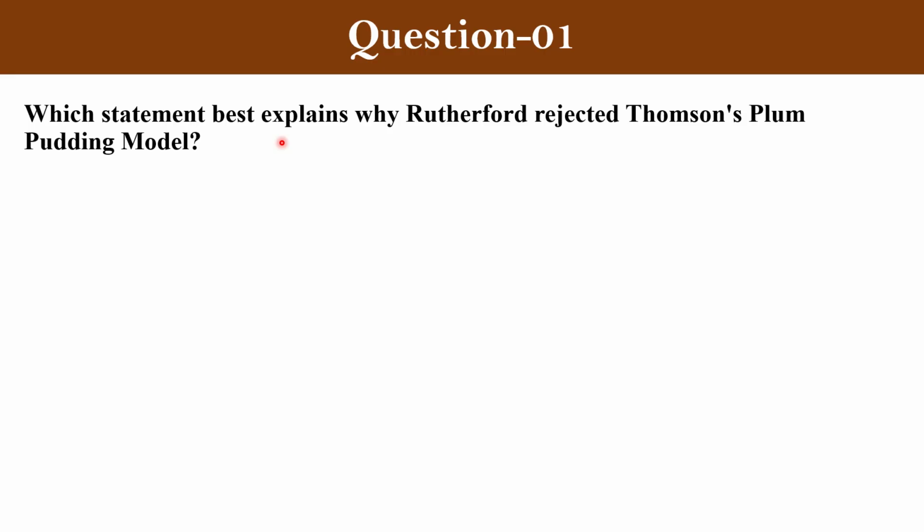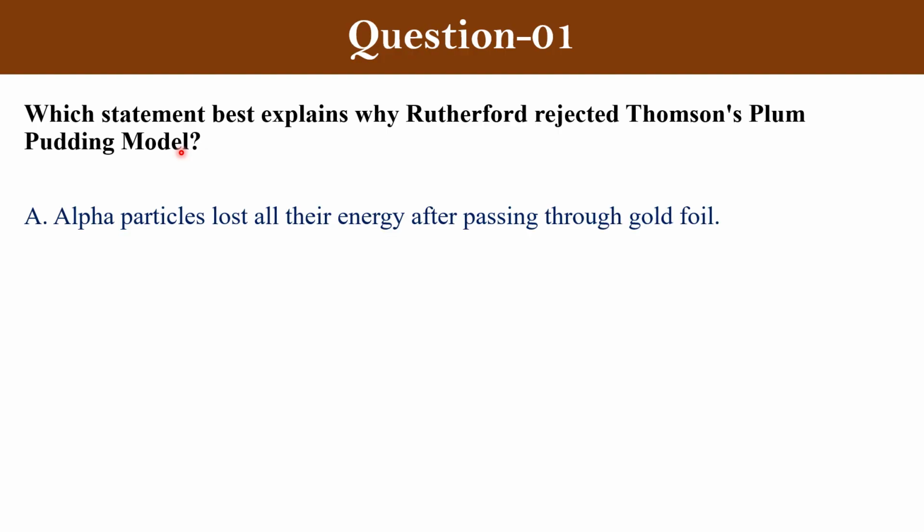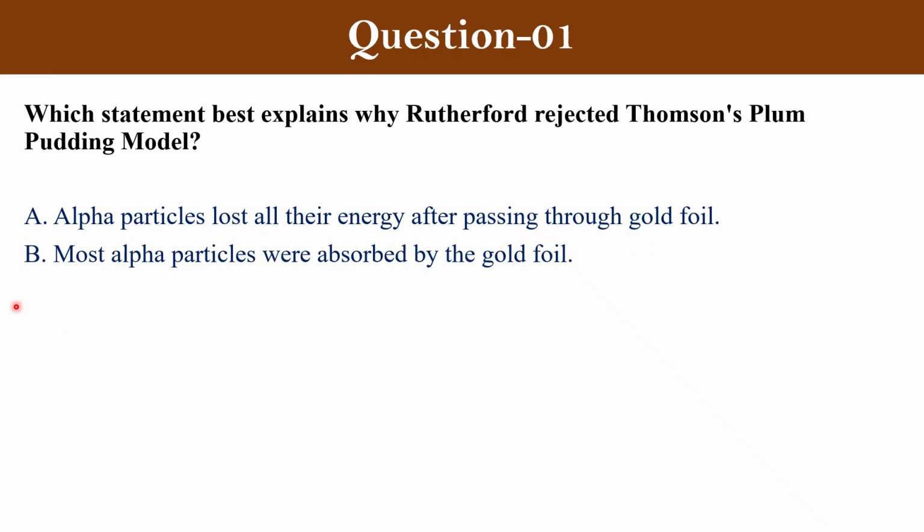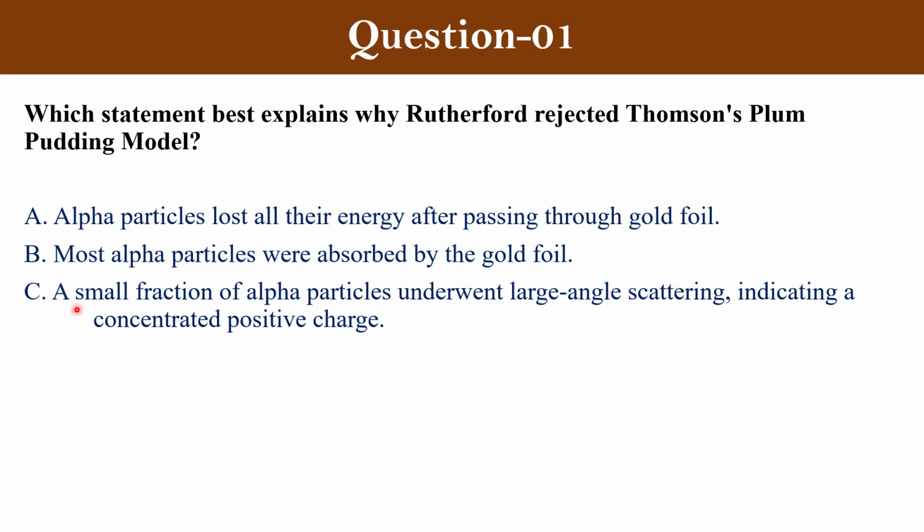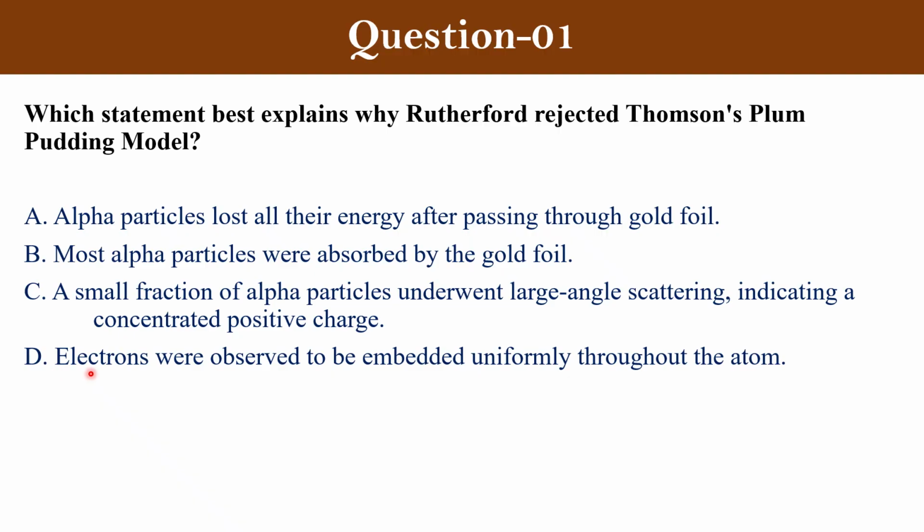Which statement best explains why Rutherford rejected Thomson's plum pudding model? Option A, alpha particles lost all their energy after passing through gold foil. Option B, most alpha particles were absorbed by the gold foil. Option C, a small fraction of alpha particles underwent large angle scattering, indicating a concentrated positive charge. Option D, electrons were observed to be embedded uniformly throughout the atoms. Which is the correct answer among these options?